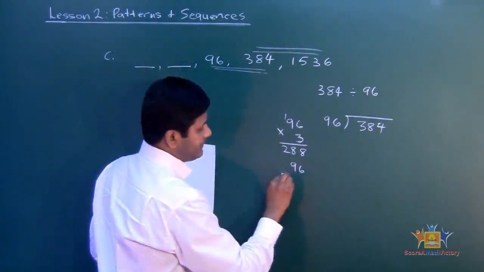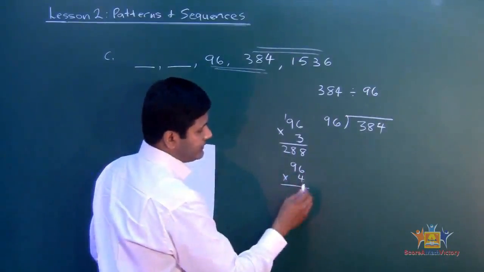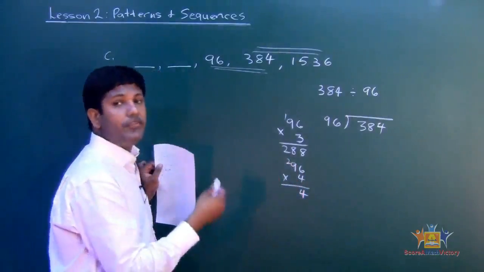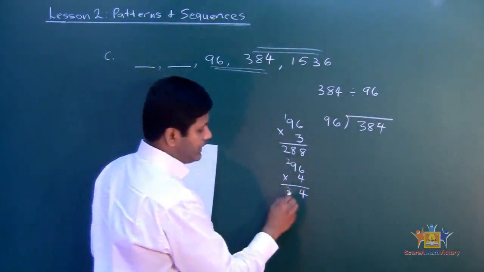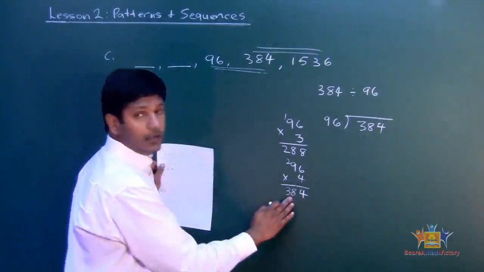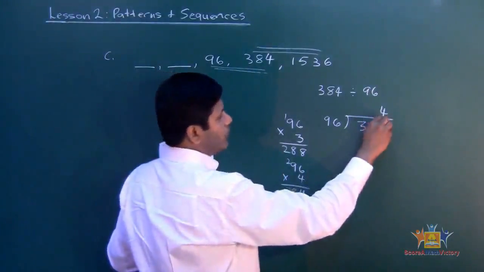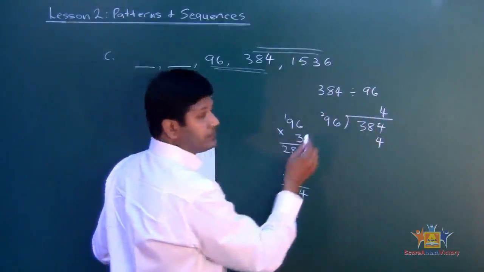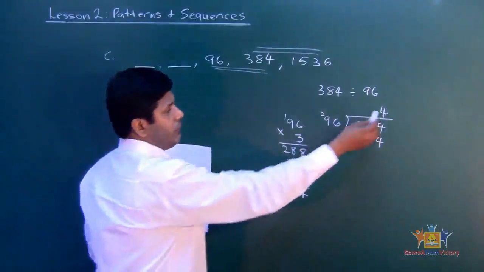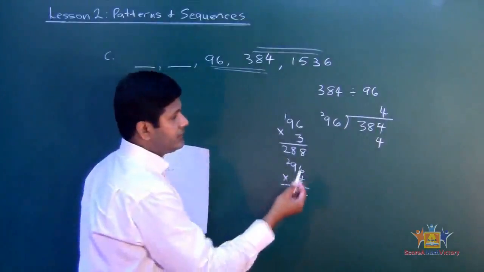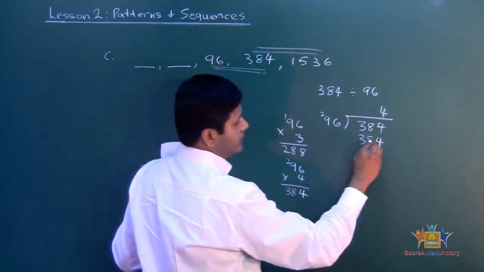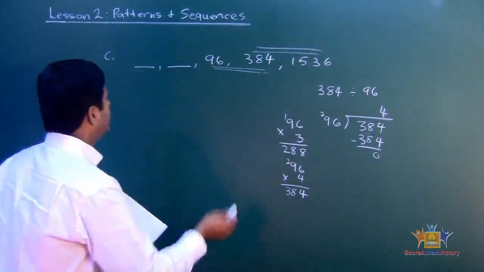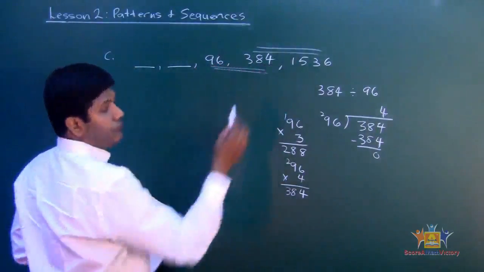So 96 times 4. 4 times 6 is 24. Write 4, carry 2. 4 times 9 is 36. Plus 2 is 38. Bingo, right there. So that shows 4. 4 works. And minus, we get 0. Alright, so the assumption we're making is that this whole thing is multiplying by 4.